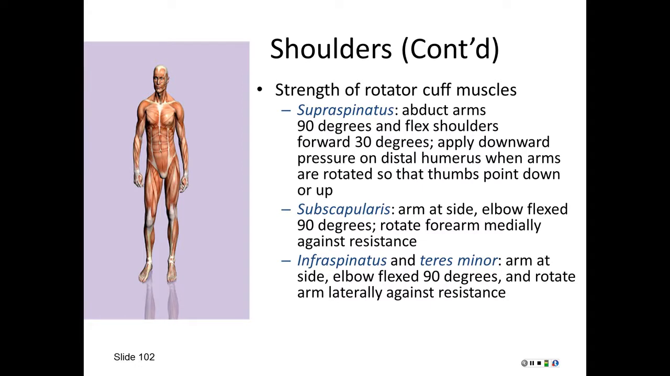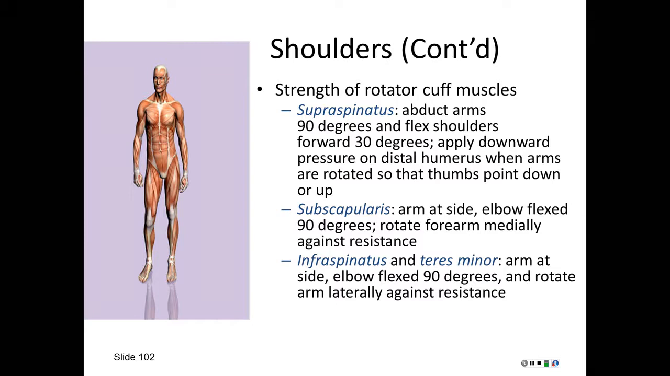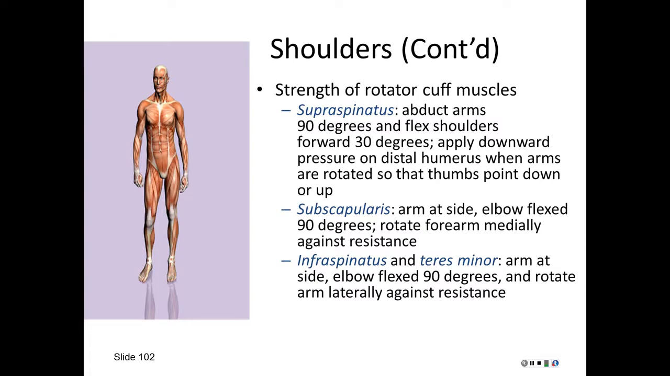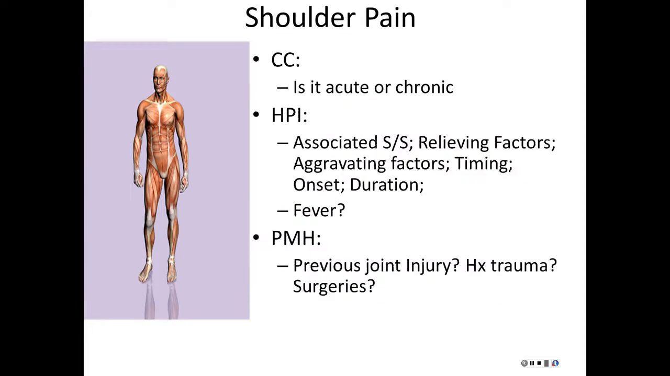The subscapularis test is done with the arm at the side, elbow flexed 90 degrees, rotating the arm medially against resistance. This is the same thing as what a lot of people will call the stop sign test.